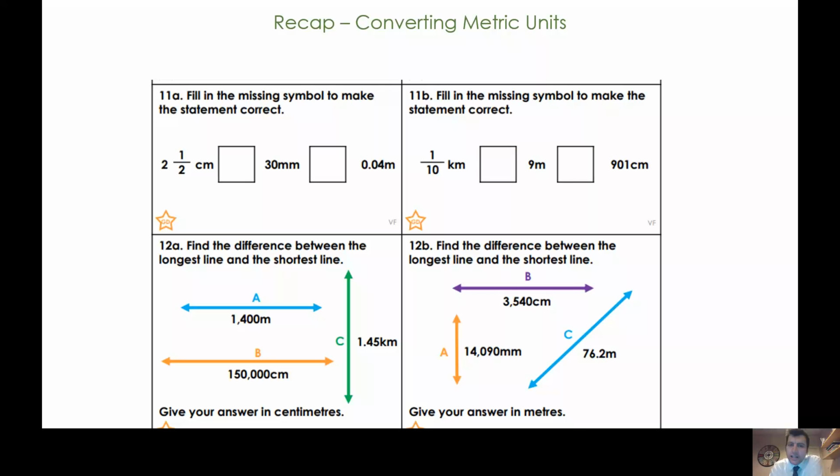And then onto the next sheet, we've got to identify the correct symbol, so greater than, less than, or equal to, for each element of those first two questions. And then 12A and 12B are finding the difference between the longest and the shortest lines. And rather than measuring the screen with a ruler, look at the values which are written underneath them, please. And make sure the first one and the second one have the correct unit of measurement in your answers, please. So pause that.